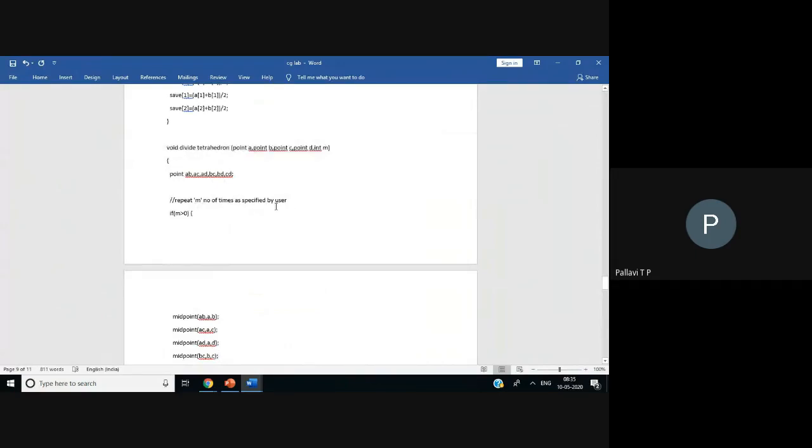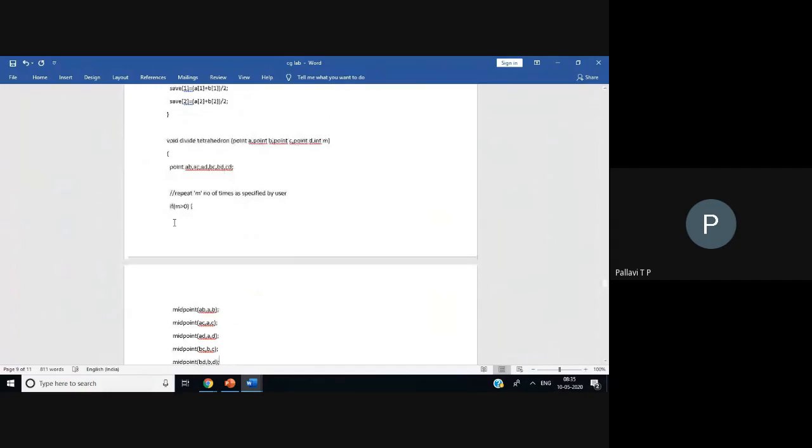It is specified by the user, that is m equals 4, m equals 5, something like that. But that should always be greater than 0. If m is equal to 0, it means it's one single solid triangle. That is why if you want to draw the Sierpinski gasket, m is always greater than 0.